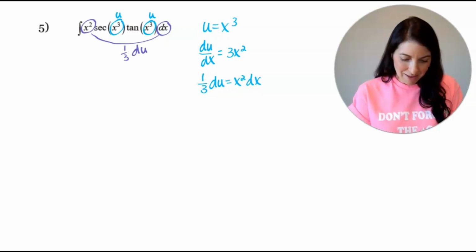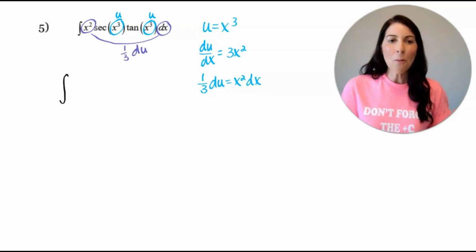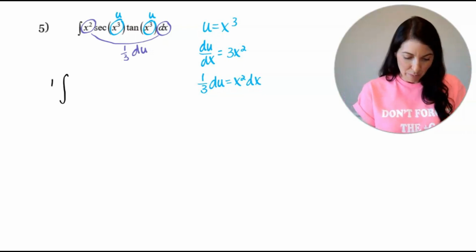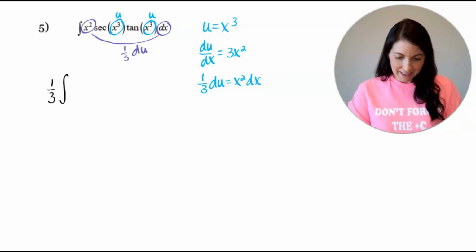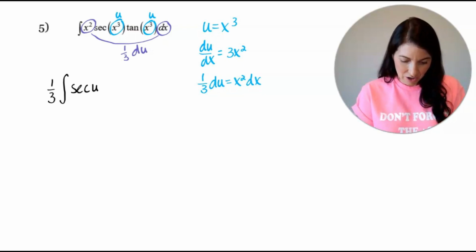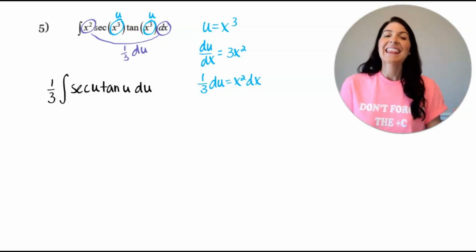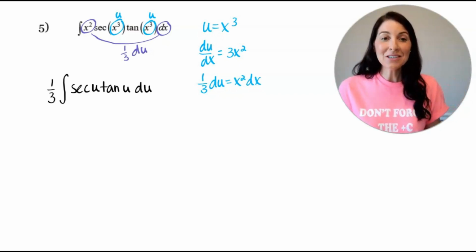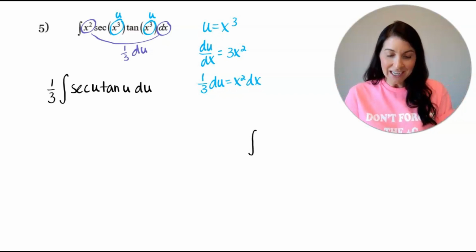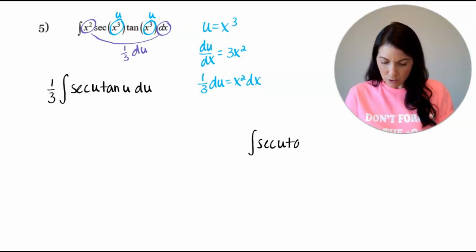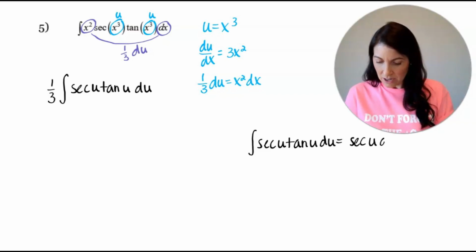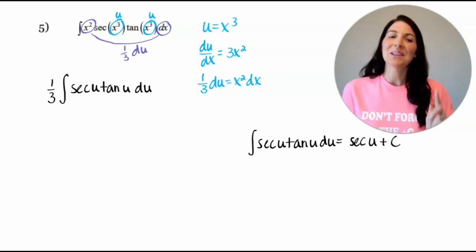Let's go ahead and rewrite this integral only in terms of u. That 1/3 constant I'm going to bring out in front. And then I would have secant u, tangent u, and then du. And this is much simpler now to integrate because one of our trig integrals, if you have secant u, tangent u, du, the antiderivative is secant u. Secant u plus c.